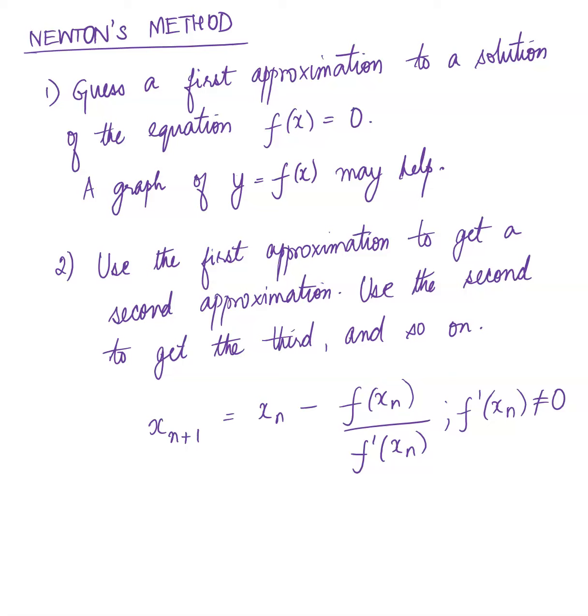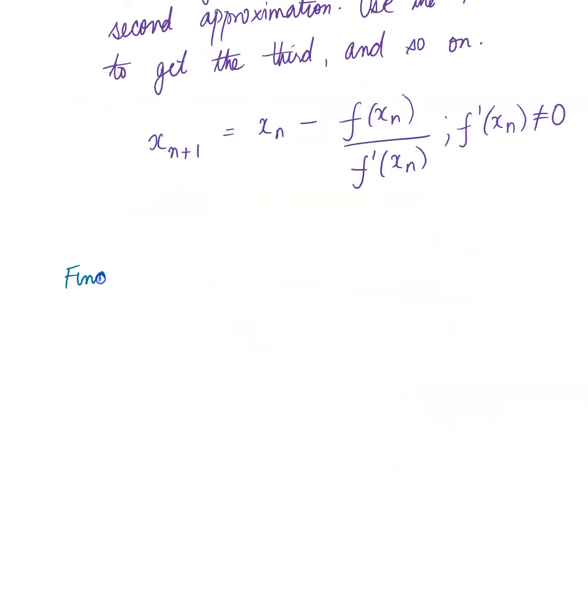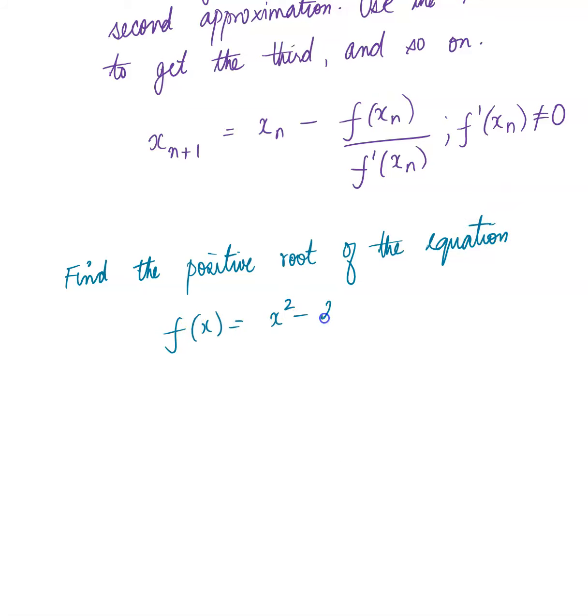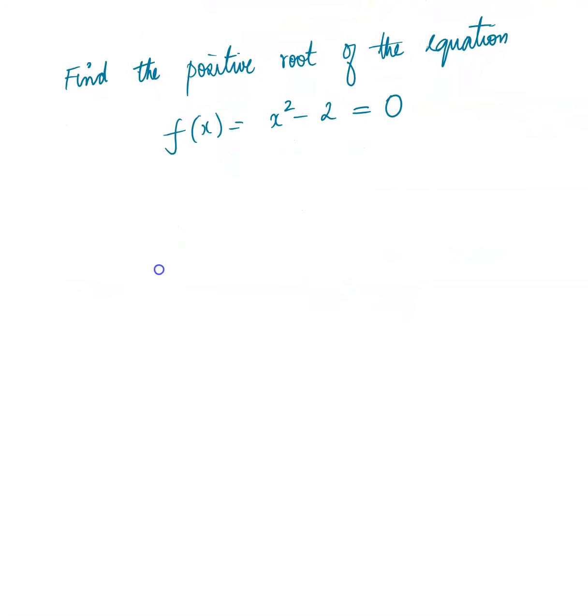So we're going to look at an example. I'm going to use a very simple one just to illustrate how we can compare the answers. So remember, this is very helpful in more complicated equations, but let's start off with a simple one. The question says, find the positive root of the equation f of x equals x squared minus 2 equals 0. They're already setting it to 0 for us. We need to find the positive root.